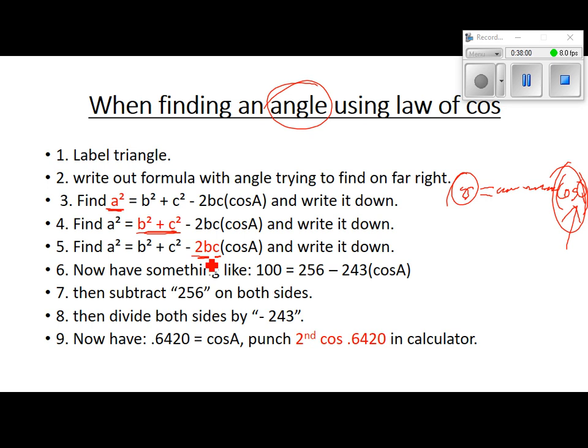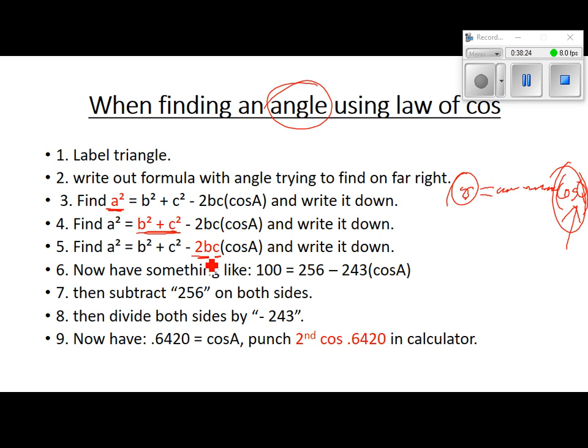First you find a squared, write that answer down. Then you find b squared plus c squared, write that answer down. Then you find 2 times b times c, write that answer down in your formula. Then you're going to have something that looks like this: 100 equals 256 minus 243 times the cosine of A.